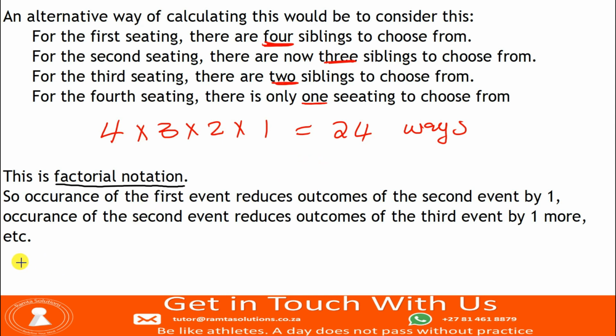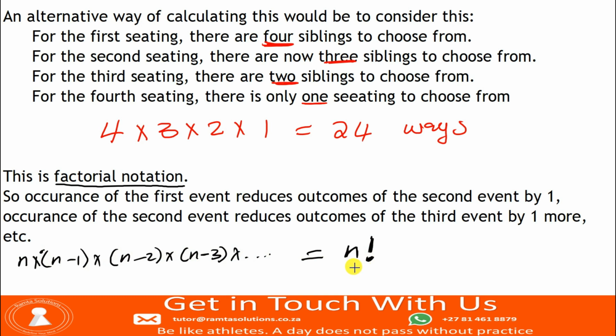So you can imagine it to be like this: n times n minus 1 times n minus 2 times n minus 3 times, and so on. And this is what we call n factorial. So this is factorial notation, where this n is the number of outcomes.